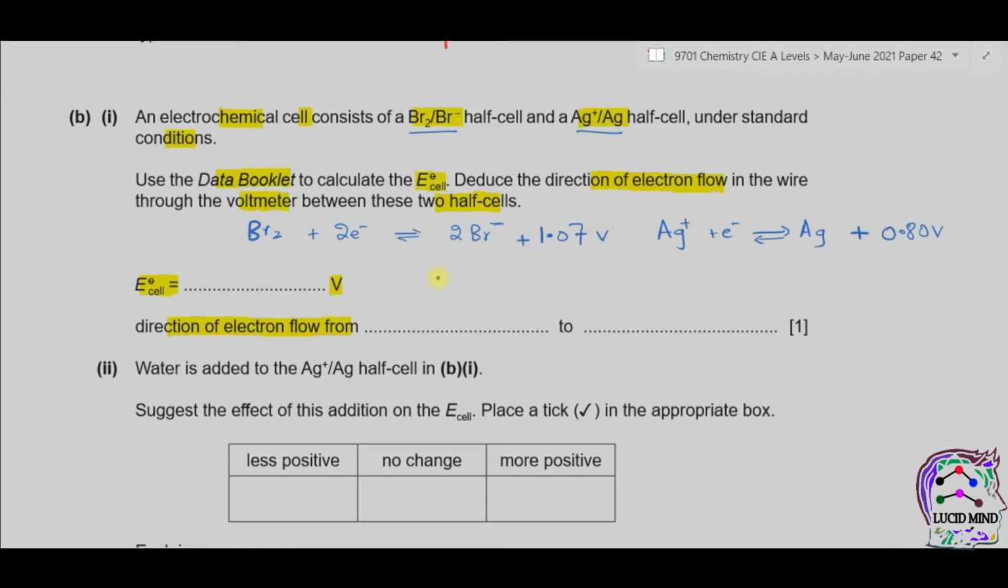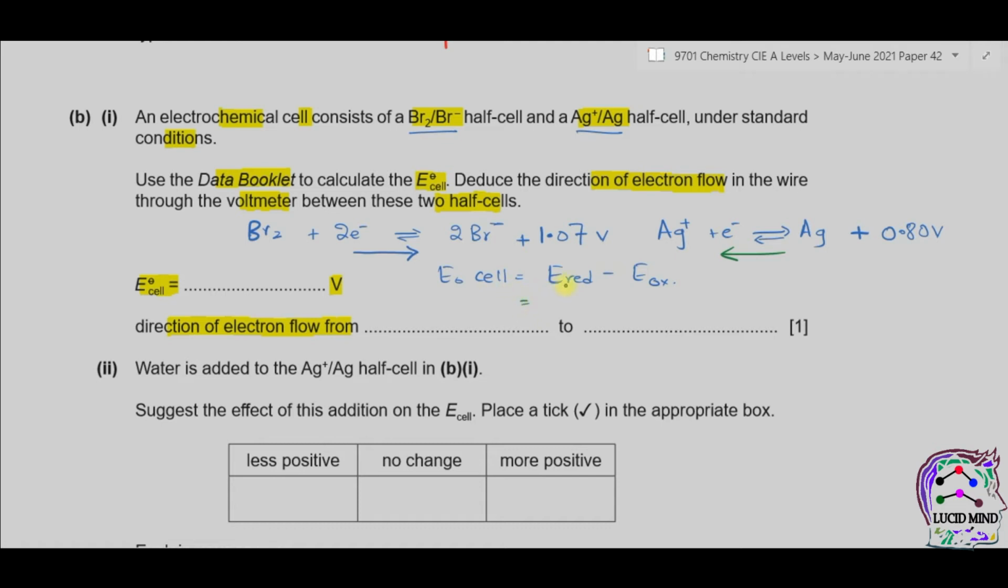E naught cell is E reduction minus E oxidation. Now let's see which one will be reduction, which one is oxidation. From voltages we can find it out that more positive voltage means reduction, less positive voltage means oxidation. So this one is more positive, so this equation will move in forward direction or reduction direction, and this one will move in backward direction because it is less positive.